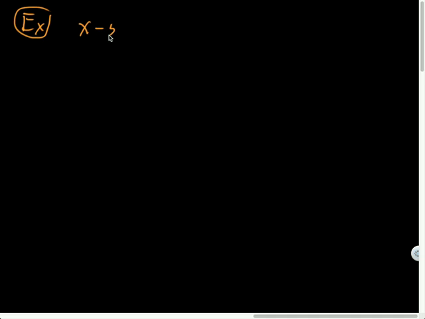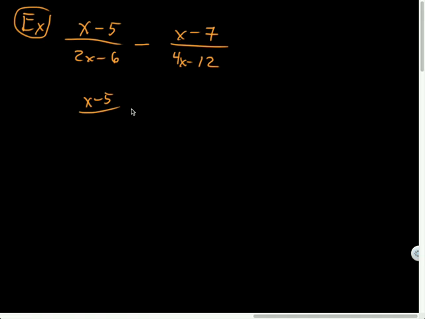x minus 5 over 2x minus 6 minus x minus 7 over 4x minus 12. And before I find those LCDs, I want to make sure those denominators are factored. Yeah, it looks like there's a GCF in both of them. 4. Right? Do you guys see that?